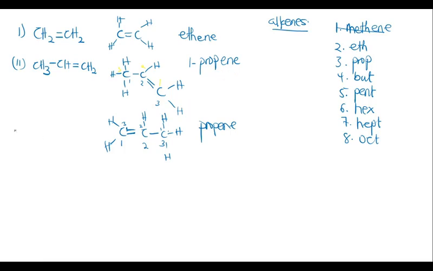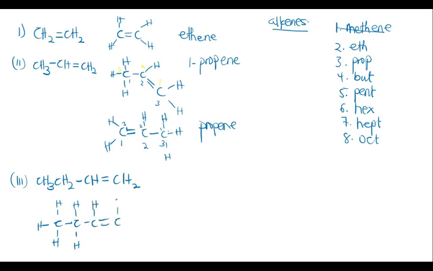Alright, let's have a look at another example. So we have CH3, CH2, CH, double bond, CH2. So let's expand it. So we have CH3, then we have CH2, then we have carbon with an H, then we have the double bond, carbon, H, and then H.